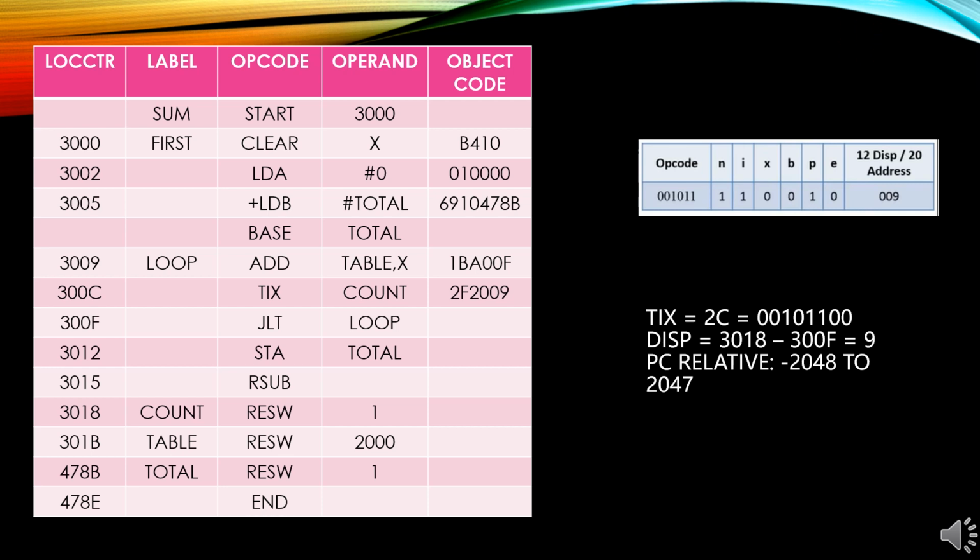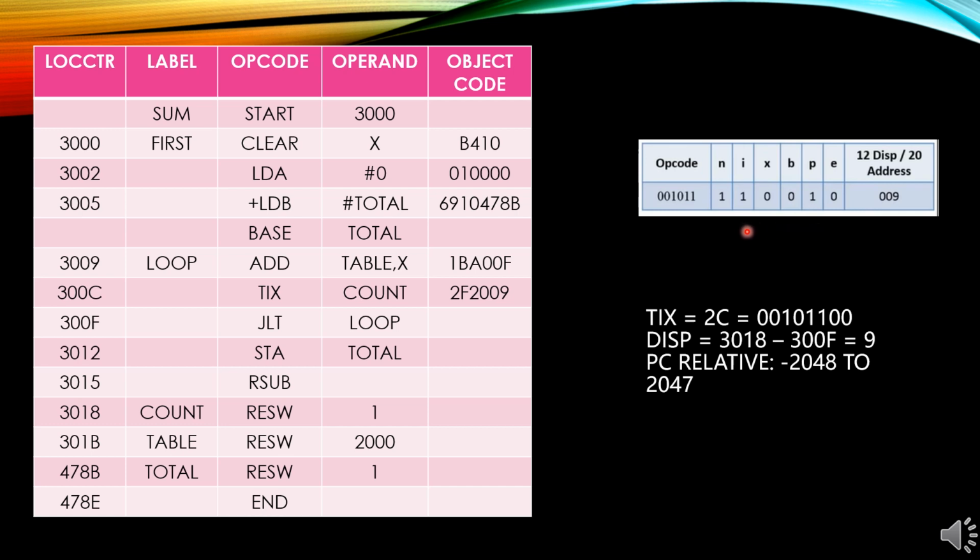The next instruction is TIX count. The opcode is TIX and operand is count. So TIX opcode is 2C, and the first six significant bits we take, so it's 001011, and this is type 3, and hence we use 12 bits.